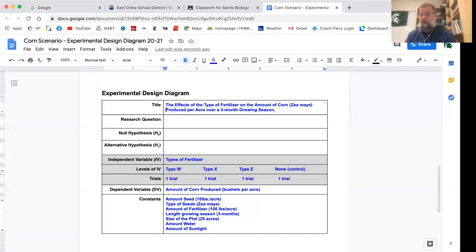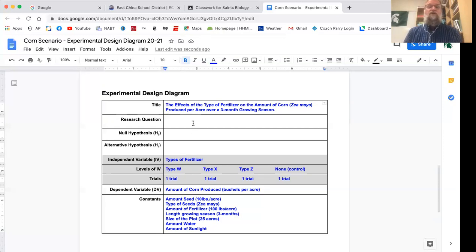Because if you use a different species of corn, it might give you different results. If you use a different species of plant, it most likely is going to give you different results. If it's a 6-month growing season versus a 3-month growing season, or a 3-month growing season versus a 3-week growing season, that also could make a difference. So you want to make sure that you give those specifics.